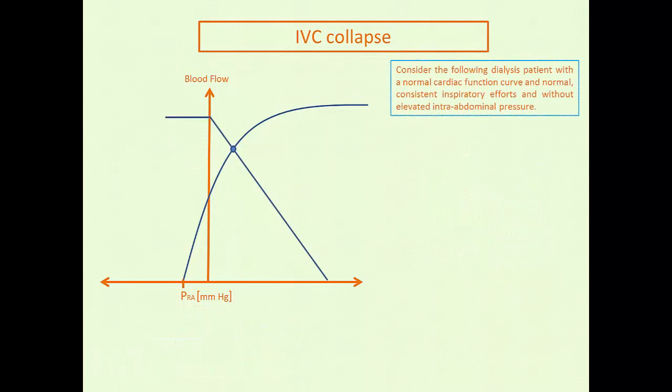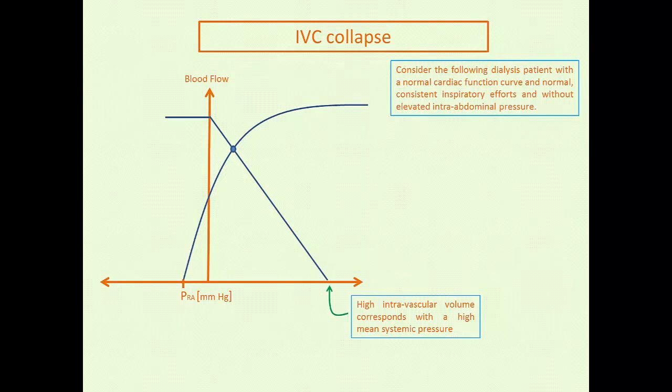Okay, so let's go through that dialysis patient analogy again. Consider the following dialysis patient with a normal cardiac function curve and normal consistent inspiratory efforts and without elevated intra-abdominal pressure. So we'll say that this is a high intravascular volume. Their venous return curve is shifted way out to the right. Okay, so they've got a relatively high right atrial pressure.